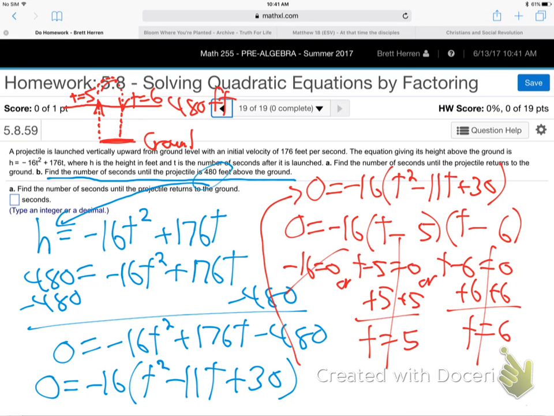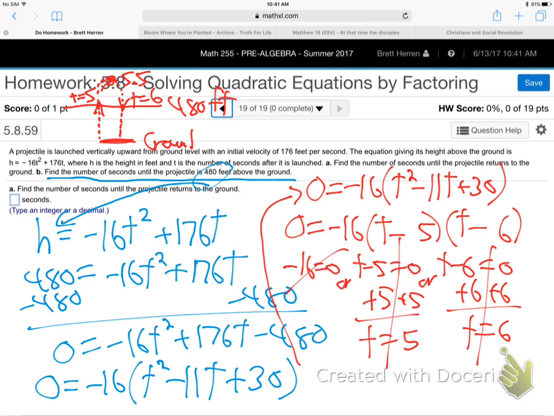It was at the height of 480 feet at 2 points in time. 5 seconds going up, and then it started coming down, and after 6 seconds, it was at that same height going down. Does that make sense? It was at that height at 2 points in time. 5 seconds on the way up, 6 seconds on the way down. Which means halfway between 5 and 6, at 5.5 seconds, it must have maxed out. It must have hit its peak at 5.5 seconds. Because at 5, it was 480 going up, 5.5 peak, 6 seconds, it was at 480 going down.